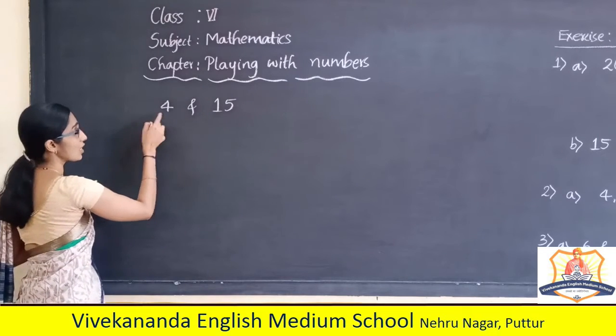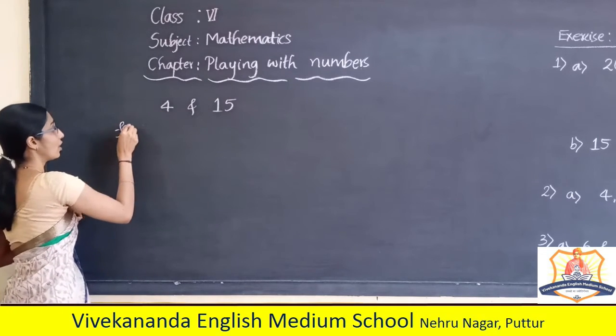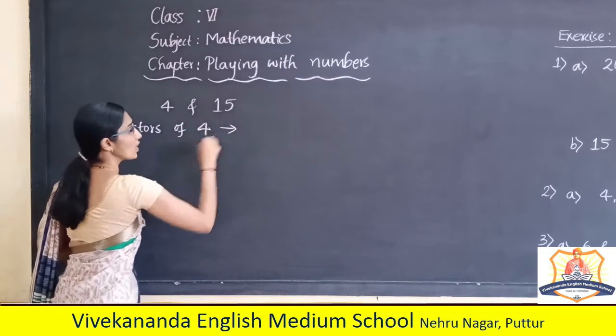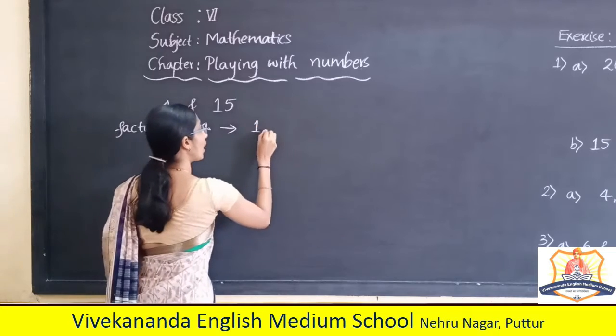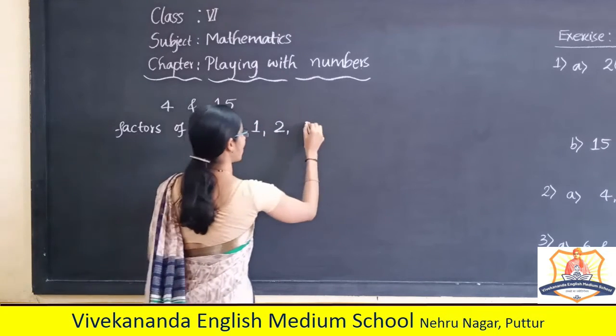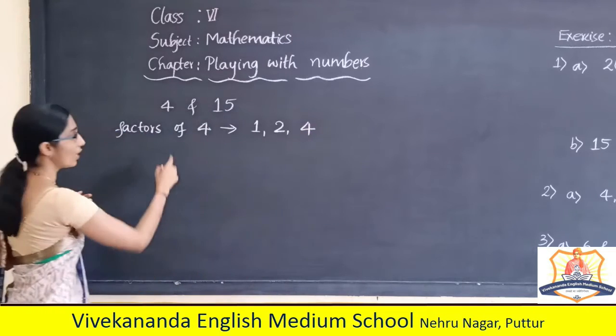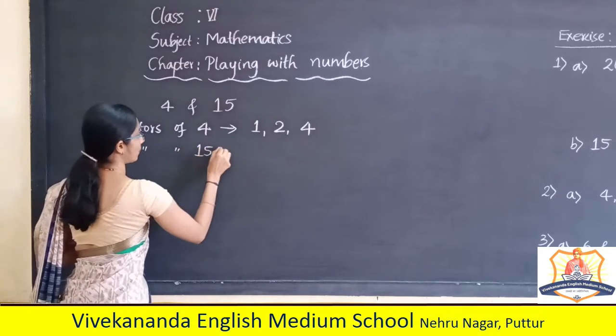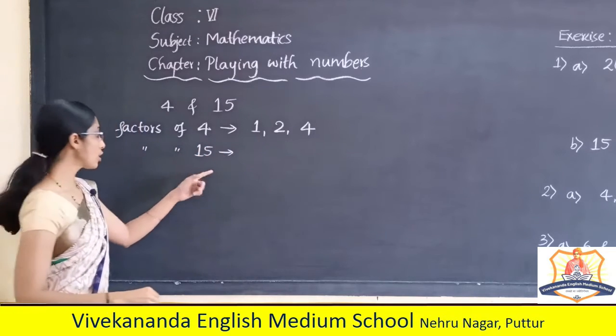First I need to list out the factors of 4, right? So let me list out factors of 4. What are the factors of 4, children? 1, 2, 3, can I? No, 3 I cannot take. So 4 itself, the number itself. And factors of 15. What are the factors of 15?